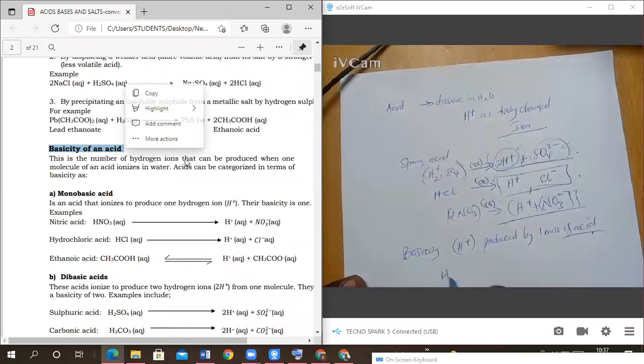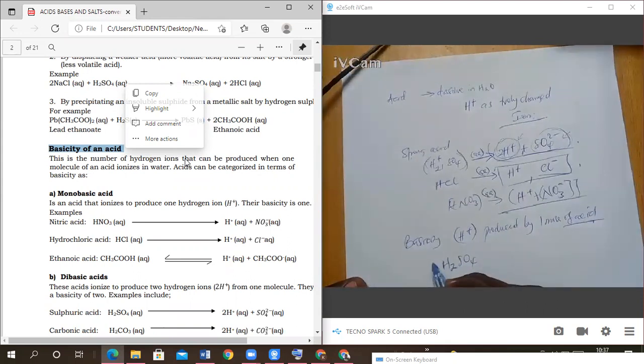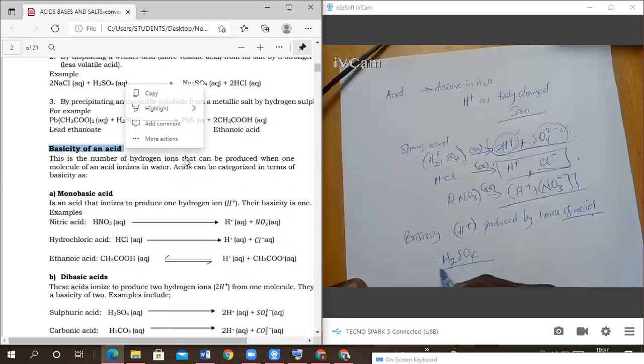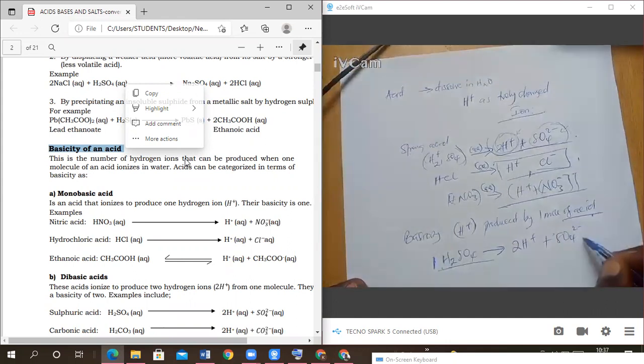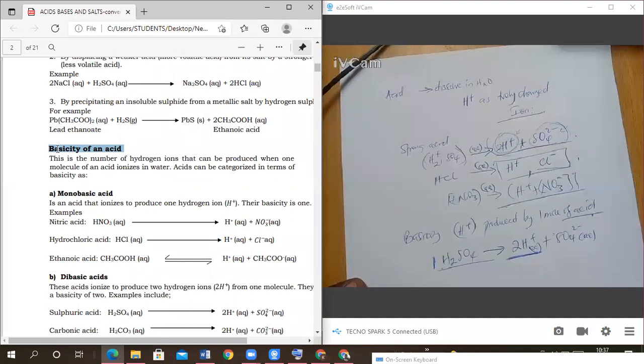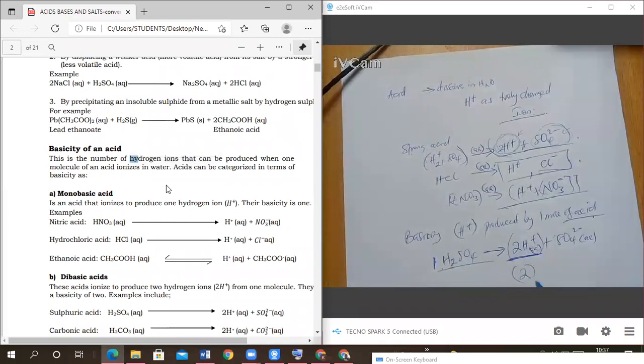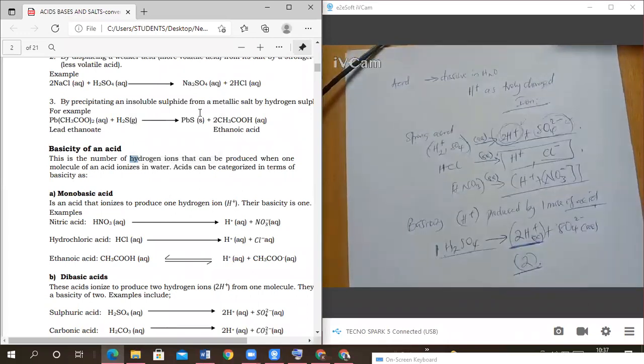If 1 mole of sulfuric acid, just 1 mole of this, the way you see it here, dissociates in water, it gives us 2 hydrogen ions and then the sulfate ion. This is aqueous, this is aqueous. Now, the number of hydrogen ions produced by this acid gives us the definition of the word basicity. So basicity is the number of hydrogen ions that can be produced when 1 mole of the acid ionizes in water. So the basicity of this acid is 2. That is the word basicity.